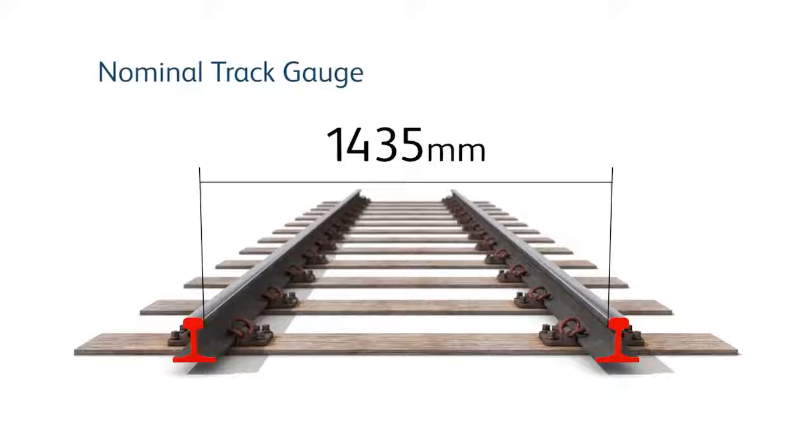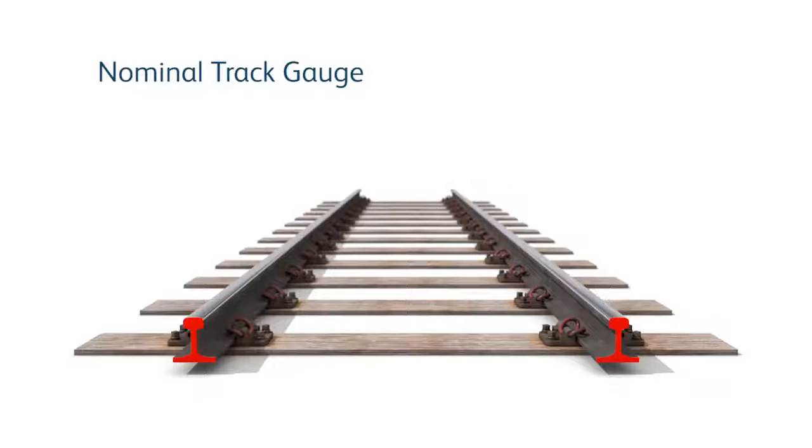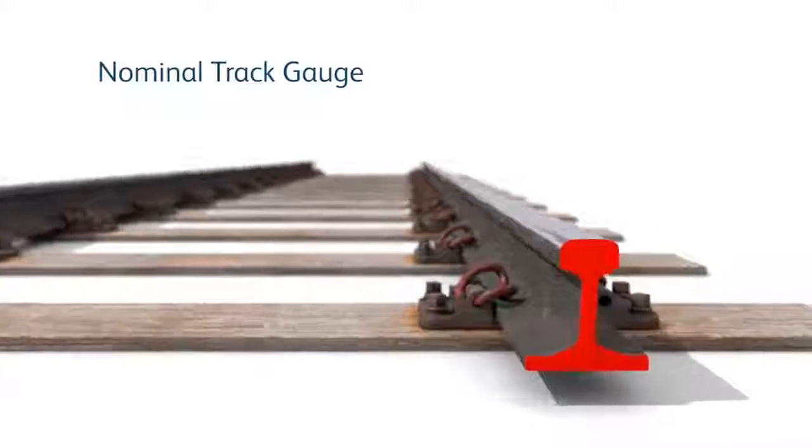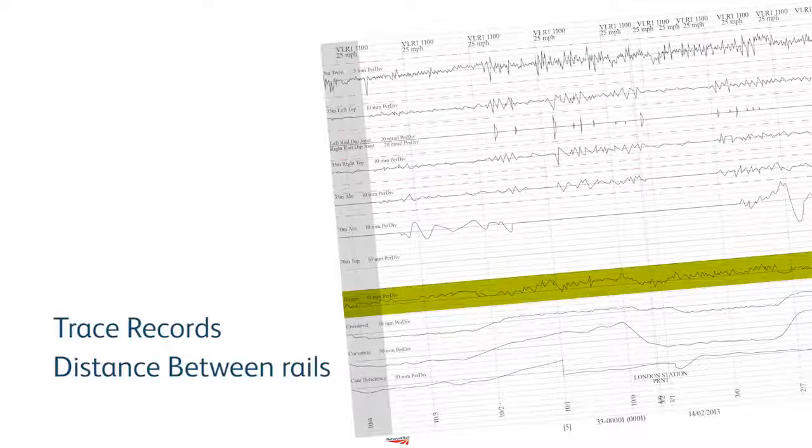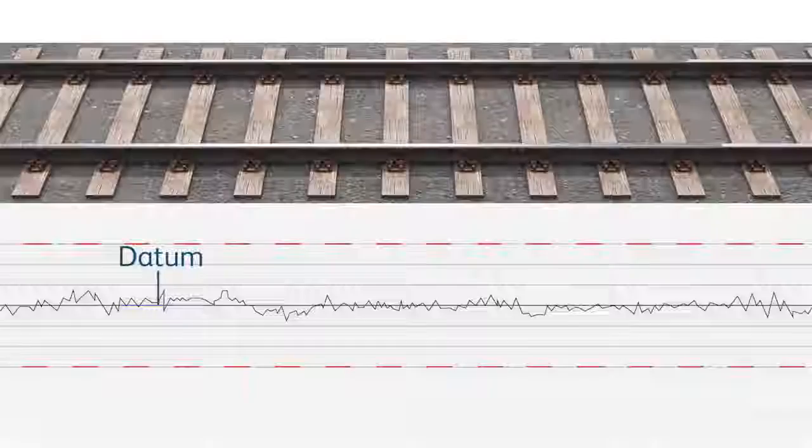Nominal track gauge is set at 1435 mm and is measured 14 mm down from the railhead. Where the rails separate or converge from this datum, gauge will be reported as wide or tight. The trace records the distance between two rails.